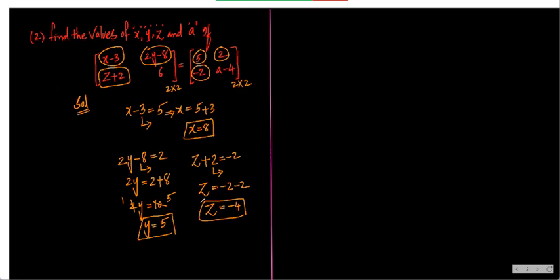Last but not least, what is it? 6 is equal to a minus 4. Minus 4 we can take that side. So 6 plus 4 is equal to a. Then what is a? 6 plus 4 becomes 10. That's it. Got the solution of all the questions?